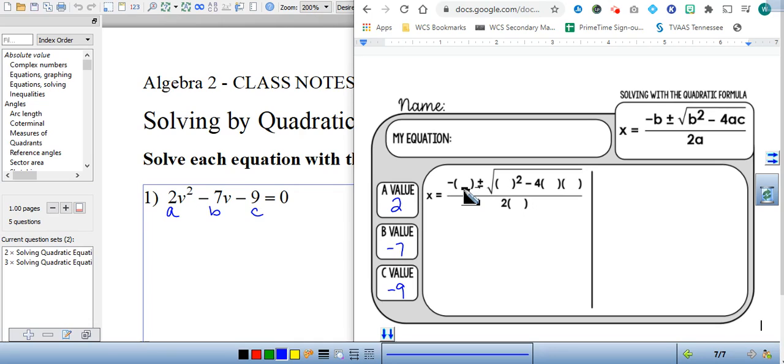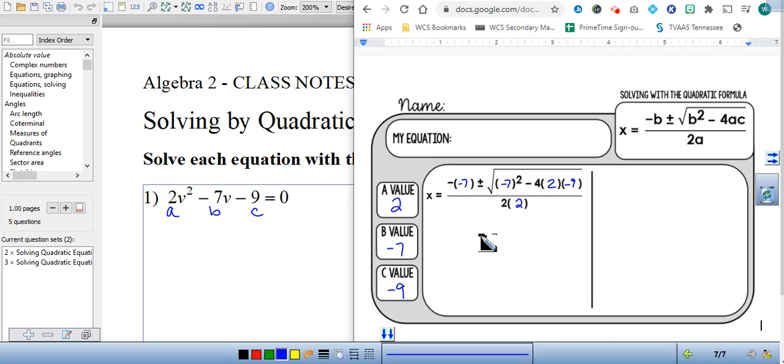Once you've identified these numbers, then you can start plugging them into their respective places. Notice that they've used parentheses, and I'm going to strongly encourage that you use parentheses also. This first parentheses holds a B, so I'll put -7 into that parentheses. Underneath my square root, I've got B squared, so -7 will go here also, an A, and a C. And in the denominator, it is 2 times A, so I'll put a 2 in this parentheses.